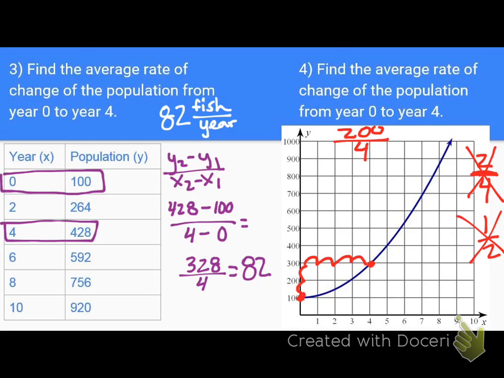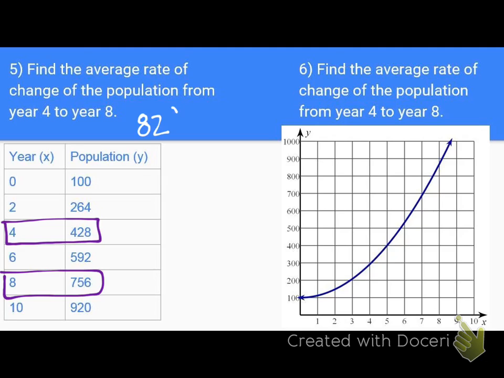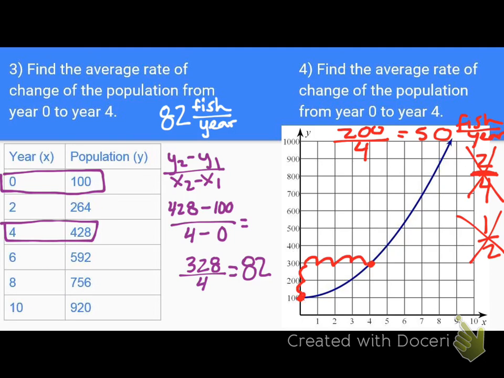I want 200 over 4. And that's going to reduce to 50, which means that this population increased at an average rate of 50 fish per year over this 4-year period. Alright, so here are the 2 final answers. For 3 and 4, we get 82 fish per year and 50 fish per year for the different populations.